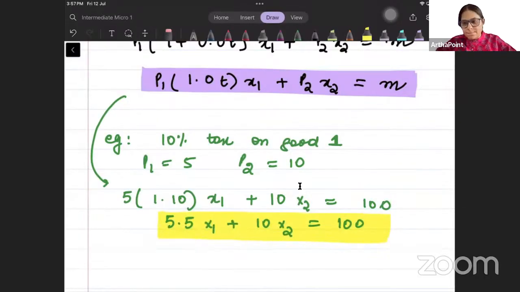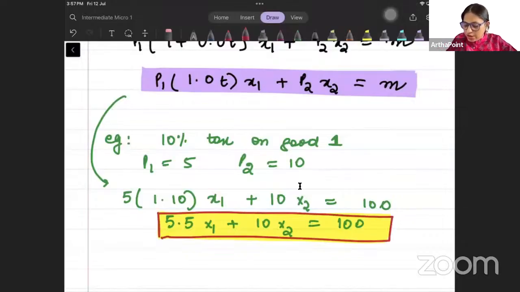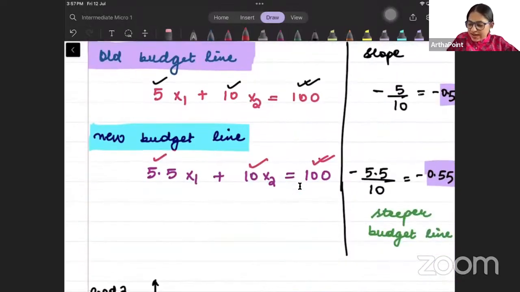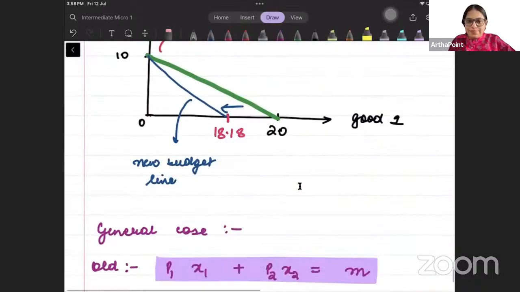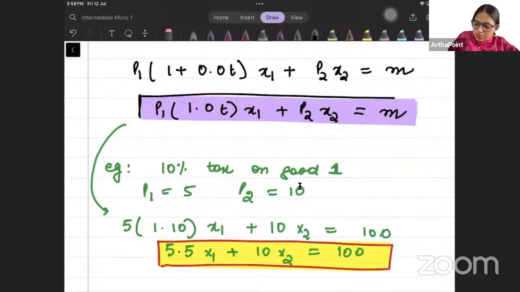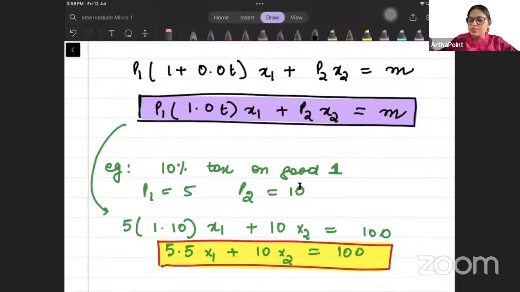Clear? Try to understand that the new budget line that we wrote here, the new budget line that I had written here, beta, this is its general form. This is its general form. Clear?